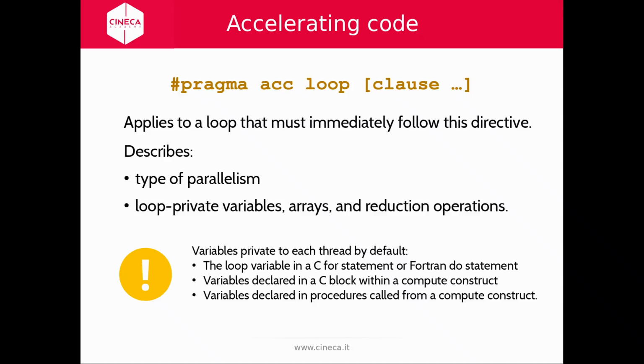A few important things to know. There are a number of variables that are private by default. I think there are more than this, but to keep it simple, you can consider that loop variables in C and Fortran are private, so you don't have to make each loop variable private. Variables declared inside the parallel region will be private, and variables declared in a procedure called from a compute construct. This means that if you have a variable declared in another procedure called within a compute construct, like the parallel one that we have, it will be private. I should probably not mention this because it's more advanced. We will not see something like this, but you have it here.